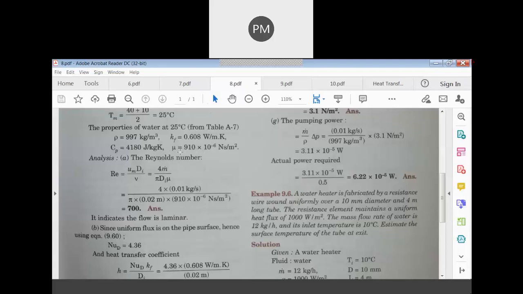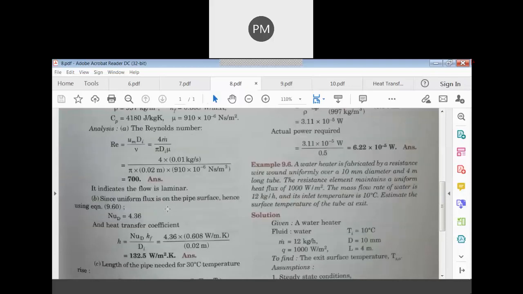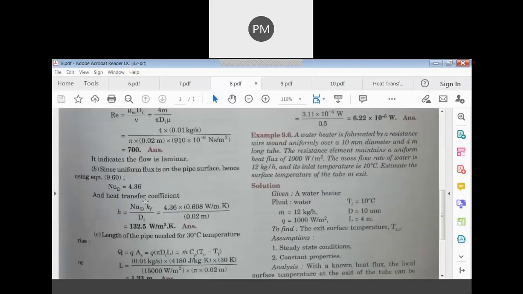If you want, you can obtain the Prandtl number using mu Cp by k. Once again, the properties they have given here may vary slightly from the data handbook. It doesn't matter; whatever properties are given in the data handbook, you consider those properties and calculate. Small variations will be there, and that's okay. So the Nusselt number you have obtained from the data handbook is 4.36.